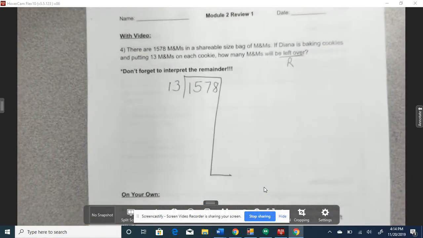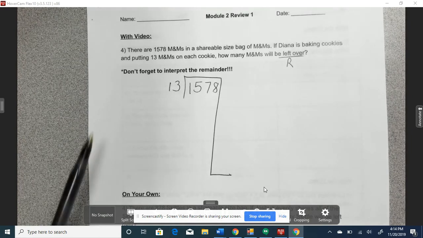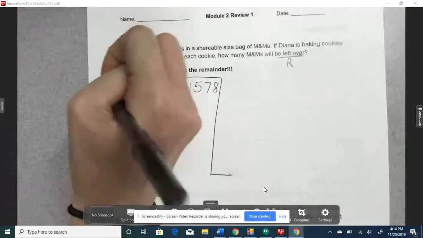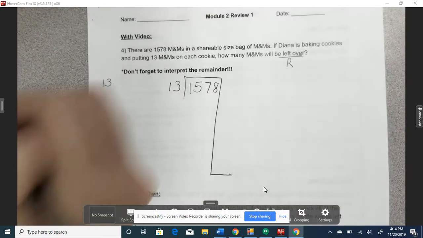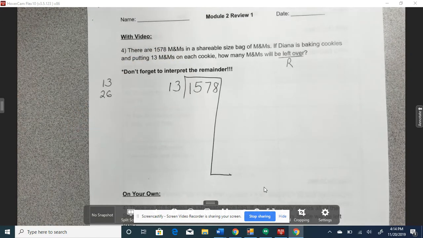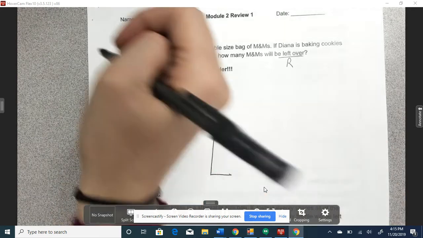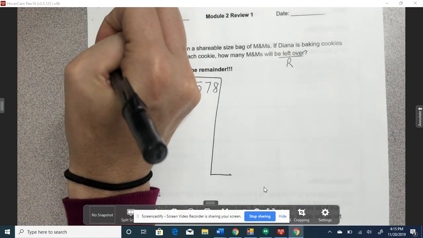Once again, 13 is a hard divisor. Let's write our multiples over here. 13 times 2 is 26. 13 times 3 is 39. I don't know 13 times 4 off the top of my head, so I'm going to be adding. I know that I can actually just write it out. I'll do 13 plus 39 over here.